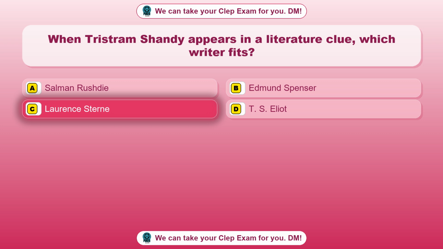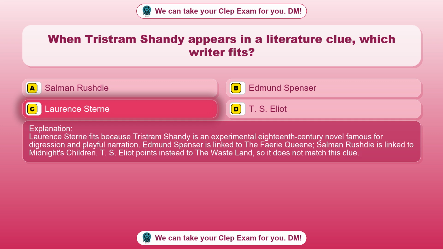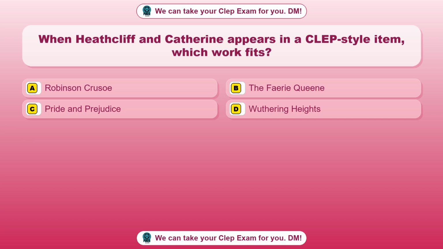Laurence Sterne. Laurence Sterne fits because Tristram Shandy is an experimental 18th century novel famous for digression and playful narration. Edmund Spenser is linked to The Faerie Queene. Salman Rushdie is linked to Midnight's Children. T.S. Eliot points instead to The Waste Land, so it does not match this clue. Question 58. When Heathcliff and Catherine appear in a CLEP-style item, which work fits?